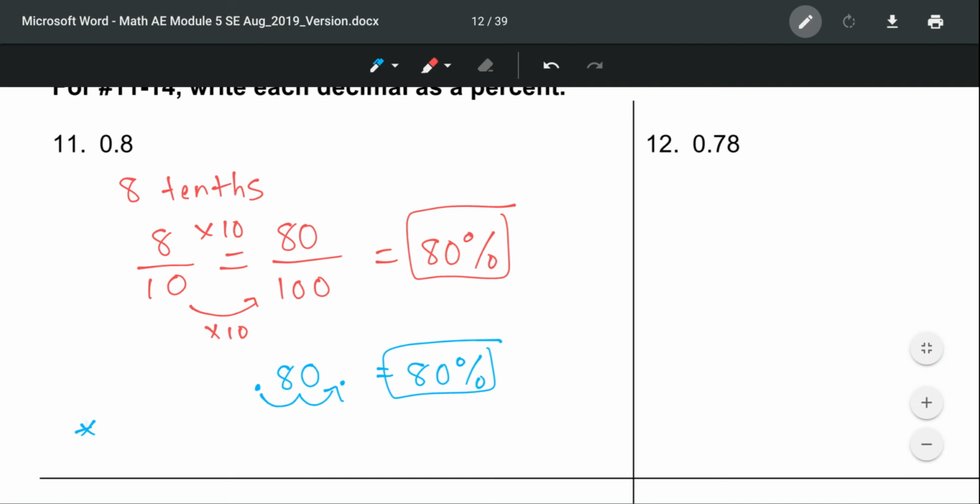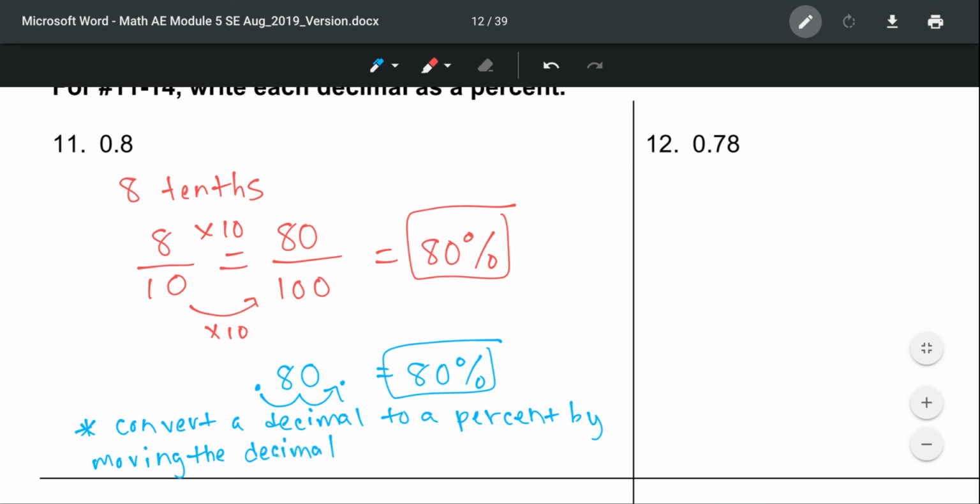So here the shortcut would be you convert a decimal to a percent by moving the decimal point two places to the right. Okay, so you want to move the decimal point to the right.